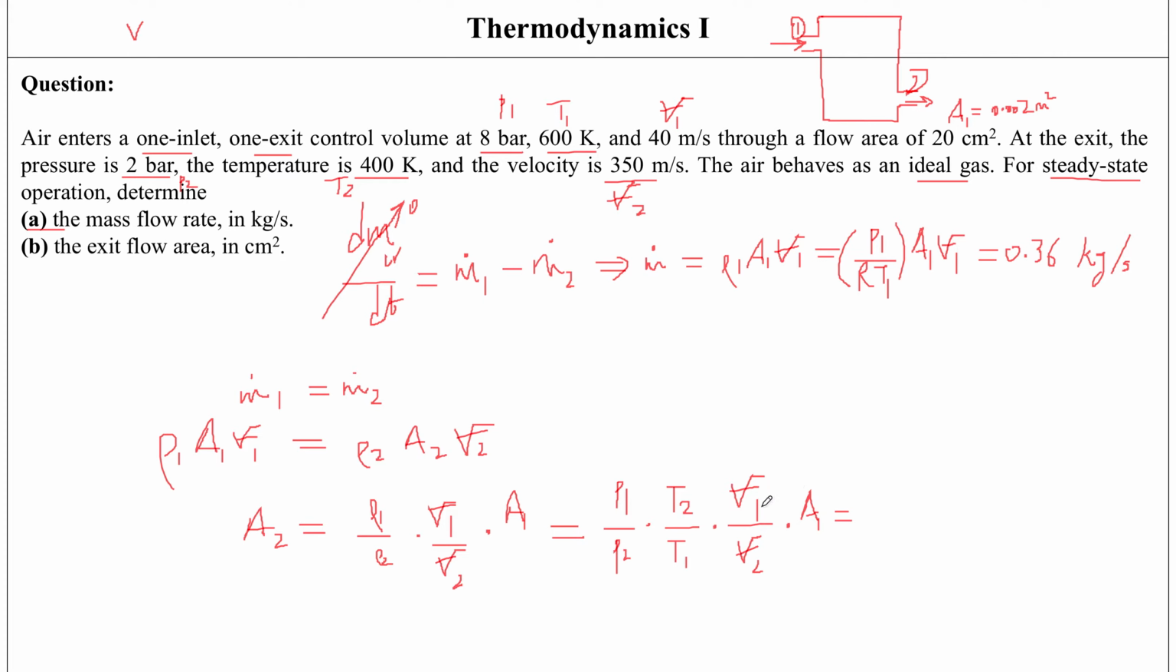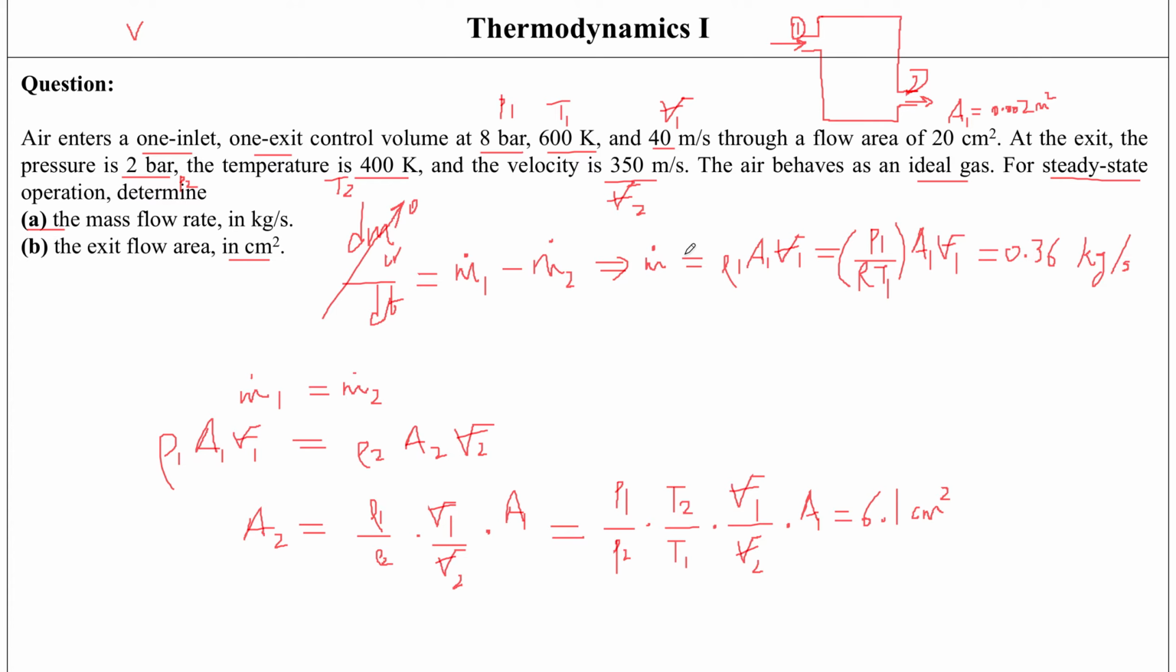And then you've got velocities, 40 divided by 350, and then you've got area, which is in centimeters square. Just leave it in centimeters square, so you're going to find out area 2 in centimeters squares as well, and that's going to be equal to around 6.1 centimeters square. Okay, so this is how you've been able to apply the conservation of mass principle for a controlled volume.